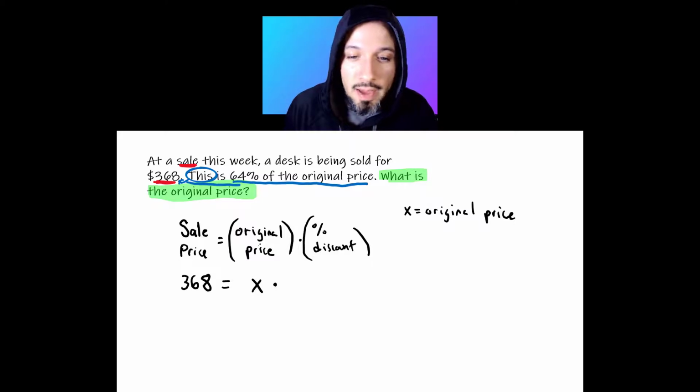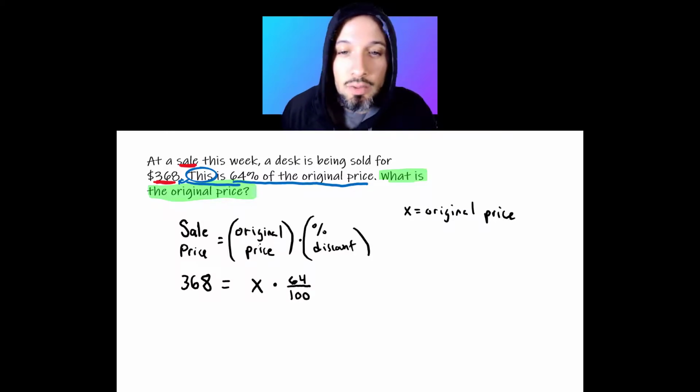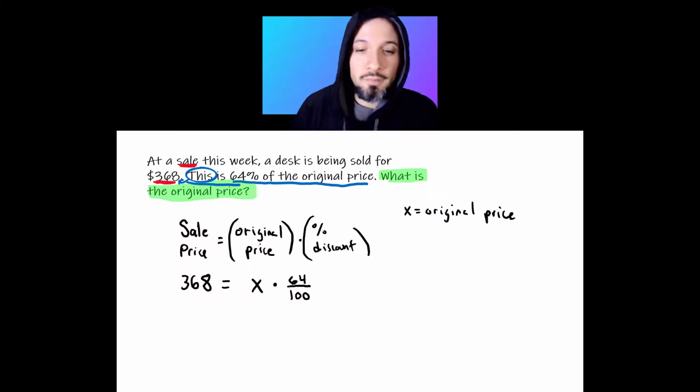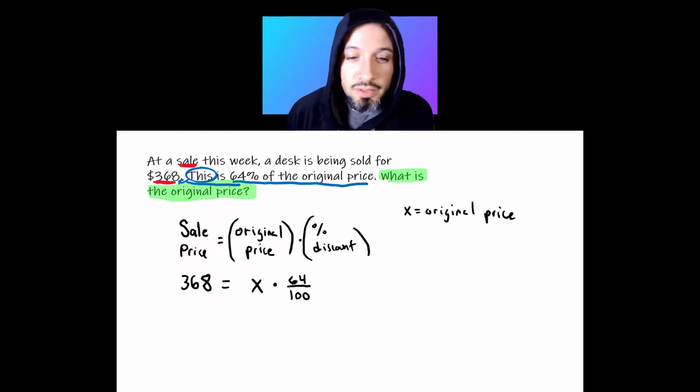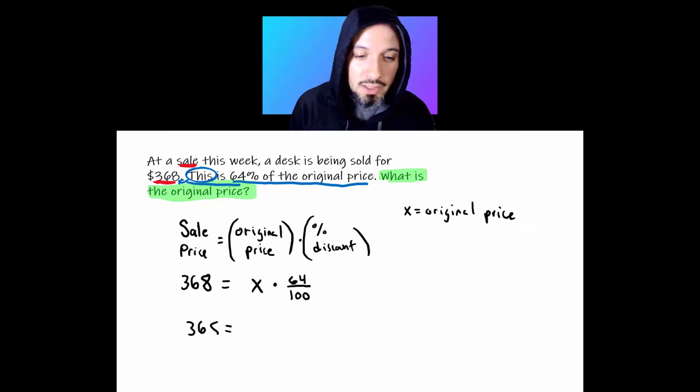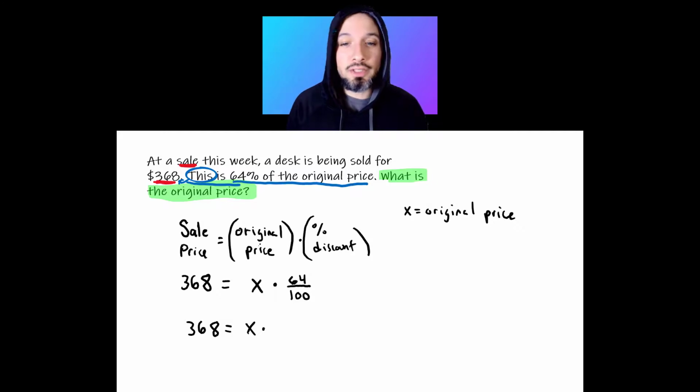Then we multiply that with the percent discount. The percent was that you're paying 64% of the original. Remember, percent means out of 100, so 64 out of 100 is the percentage you're going to be paying. So you're paying 64% of the original price, and that should come out to be $368. That's all we have to do to solve this problem. Let me simplify both sides. I get 368 equals X times 64 out of 100, which is the same thing as 0.64 when you divide it out.